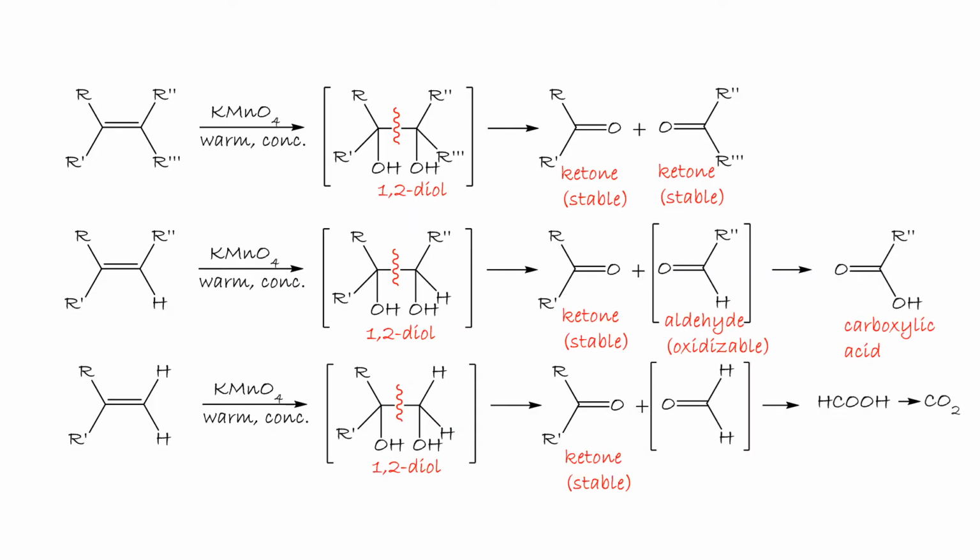So if you have a double bond and these 2 carbons have no hydrogens, well, with potassium permanganate, warm and concentrated, we add 2 OHs on the double bond, further cleave, and this will be carbonyl and this will be carbonyl. There is no hydrogen in here, so ketone and ketone.